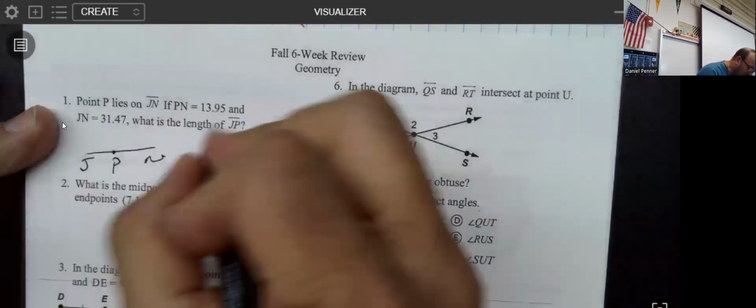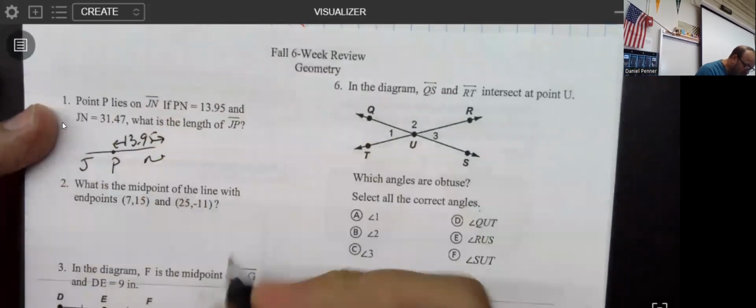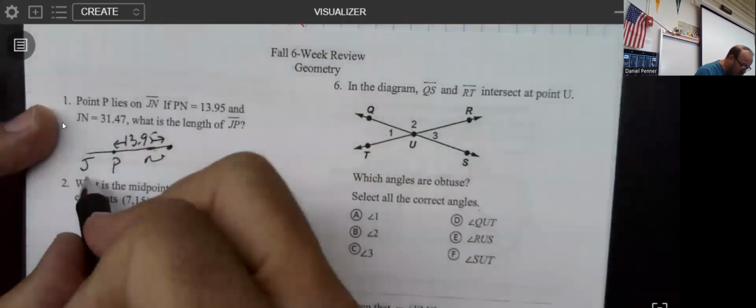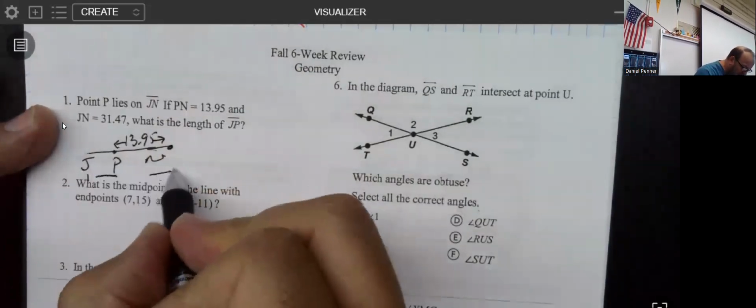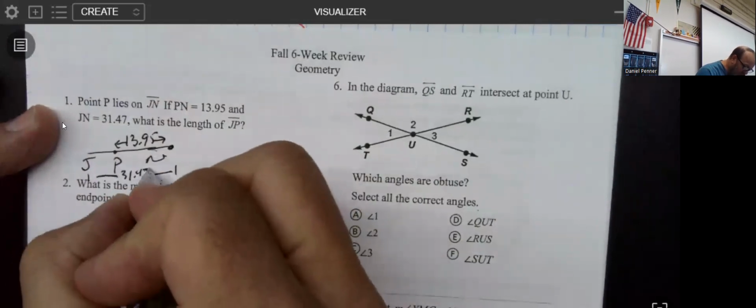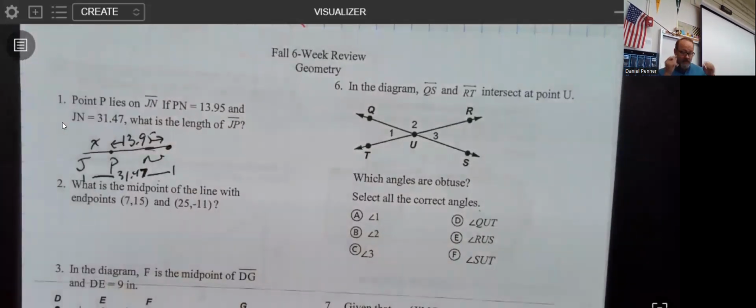Now it claims that PN is 13.95. That's the distance from P to N right here. Let's make this N right there. And it says that JN, which would be the entire length all the way across, is 31.47. And I would like to know what is the length of JP. So I guess I'm going to call that X.